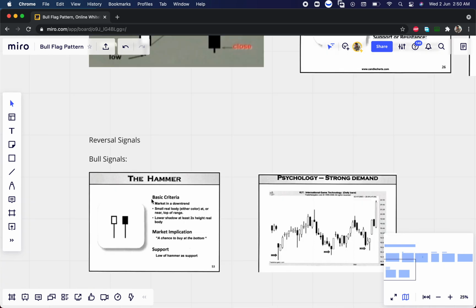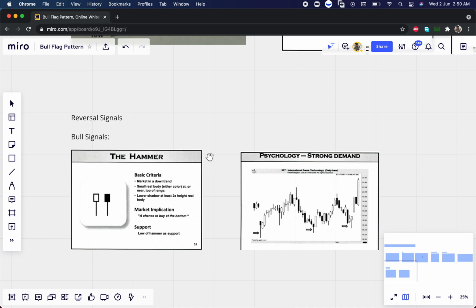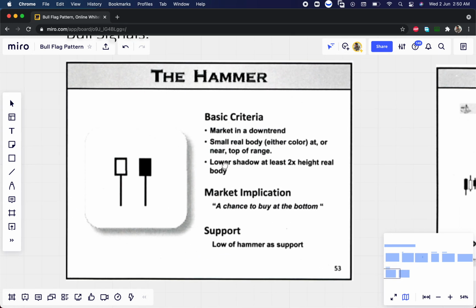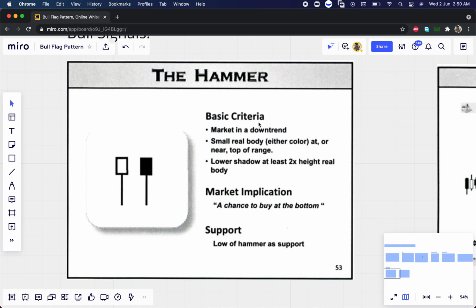Okay, now we will be covering some reversal signals, and the first of the reversal signals is the hammer. And what is the basic criteria of the hammer? The market is in a downtrend. Now, this is very important. A hammer is only true if the market is in a downtrend.